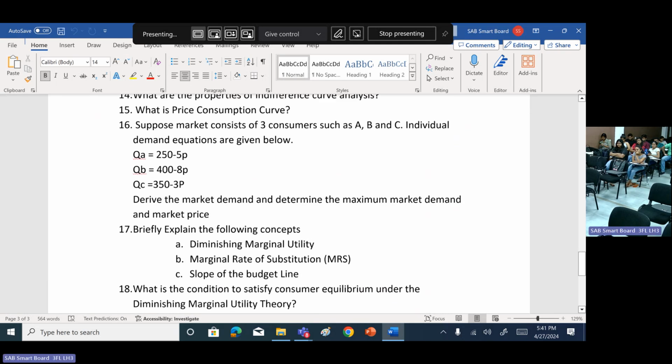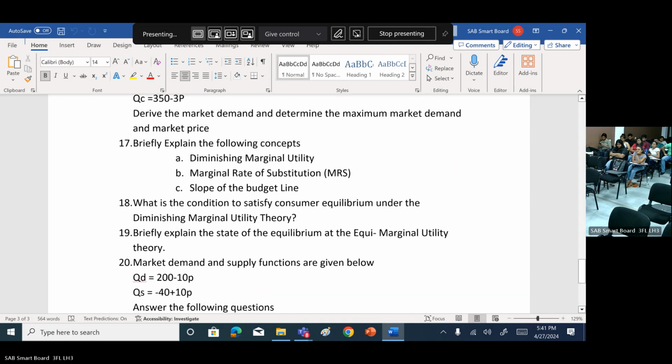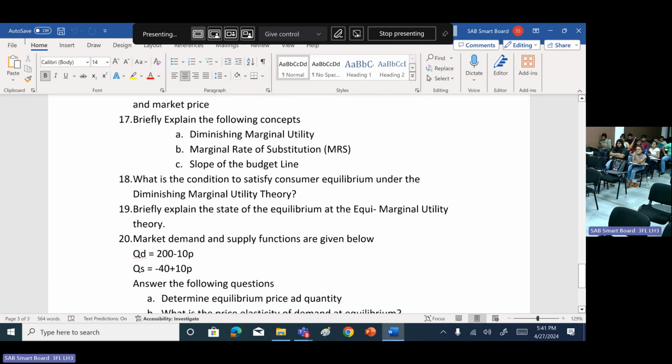How do you read this one? There are three consumers in the market, A, B and C. You are given the individual demand. How do you find the market demand?